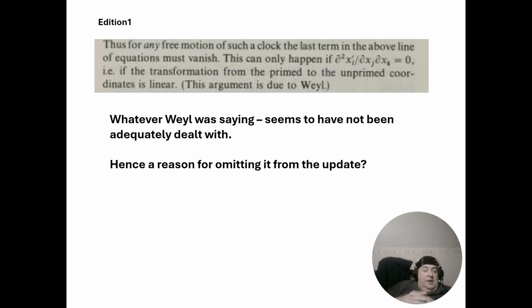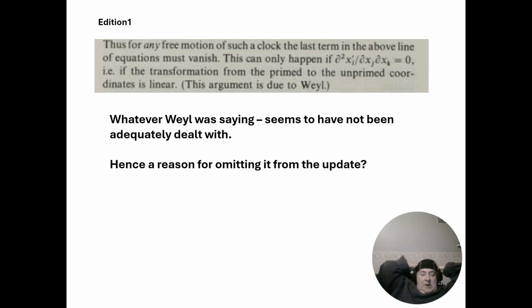Edition 1 of the book carries on, thus for any free motion of such a clock, the last term in the above line of equations must vanish. This can only happen if that equation equals 0, or if the transformation from the prime to the unprimed coordinates is linear. And it's pointing out the person who's made that argument. But whether that person, why I was saying, it seems to be missed out.